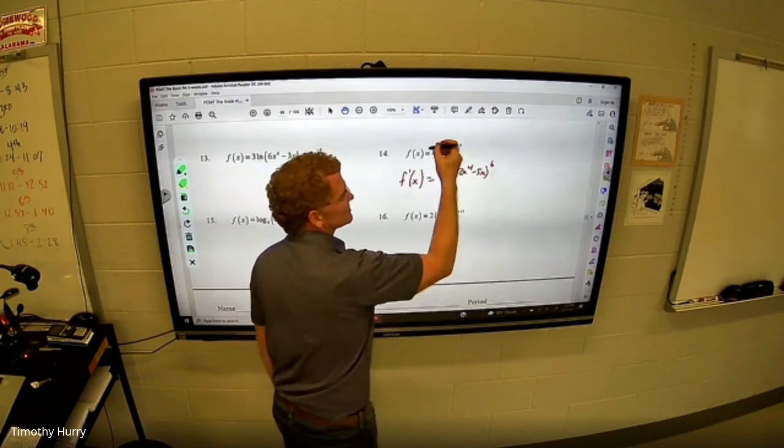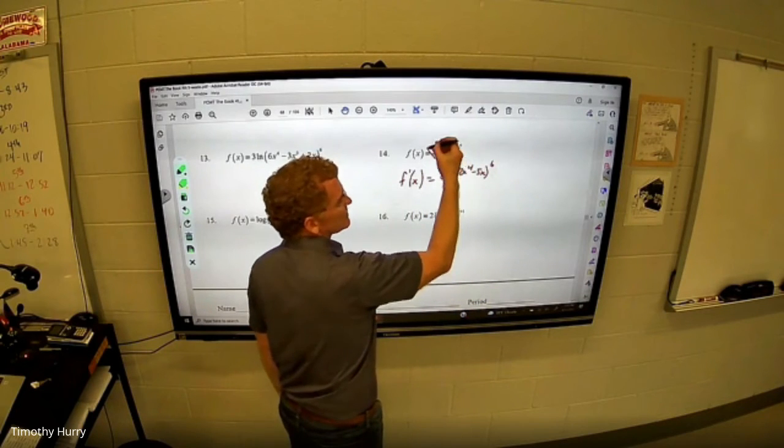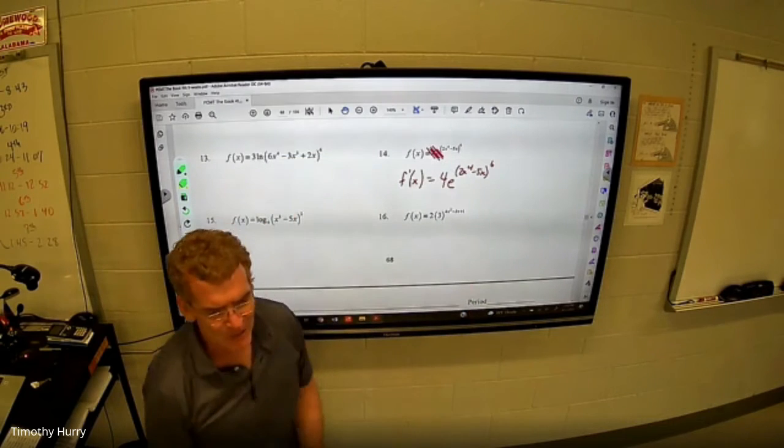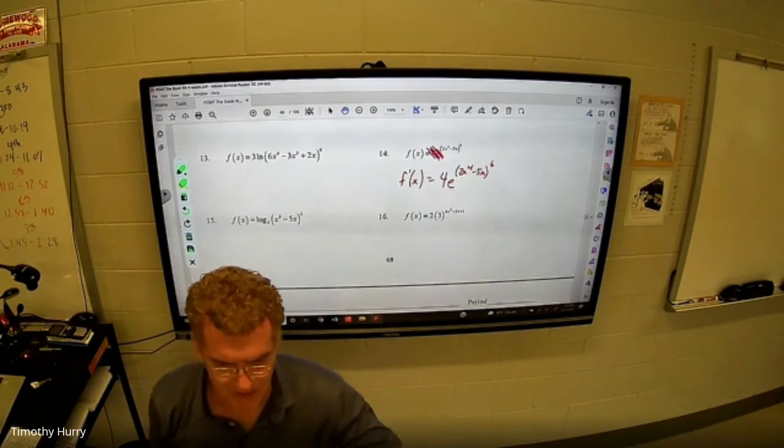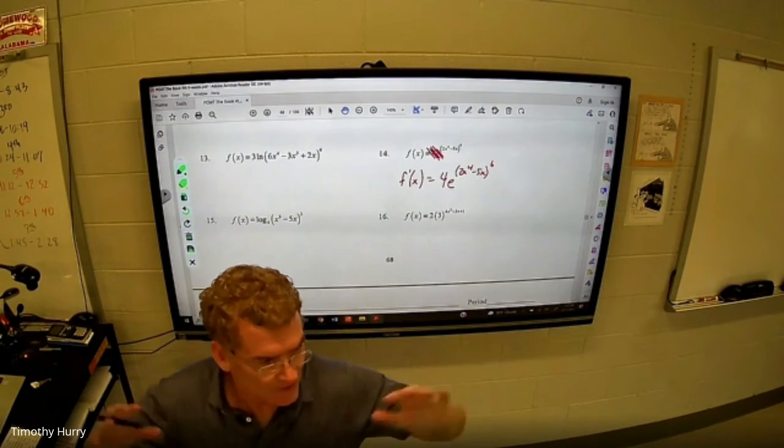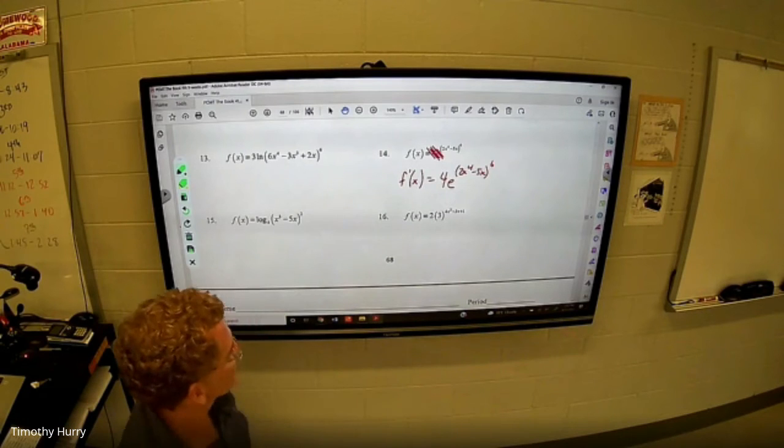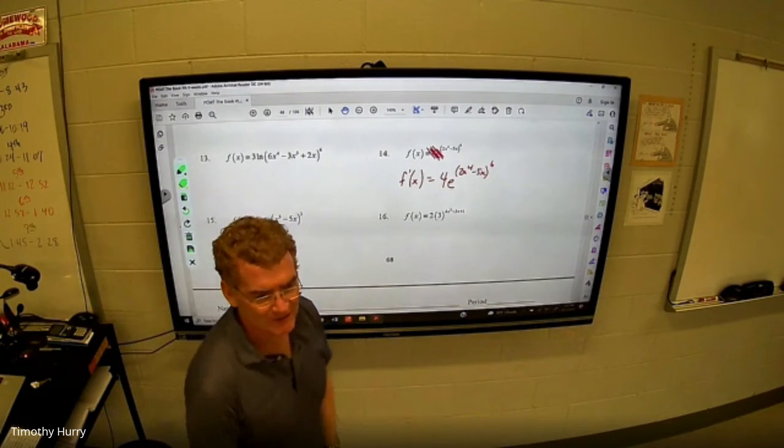And that takes care of the constant and the outer function. I know it doesn't seem like the outer function, but it's e to the something. The something's the inner. The e is the whole thing. I'm done with that. Now what do I got to do?